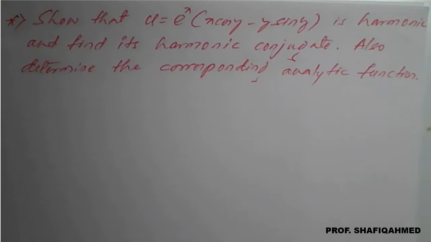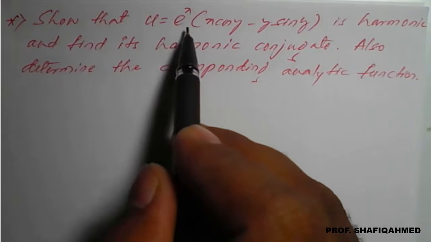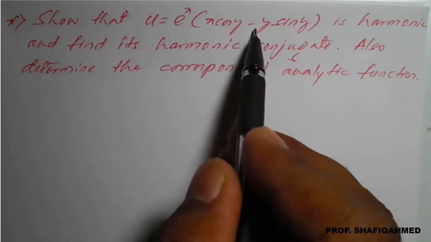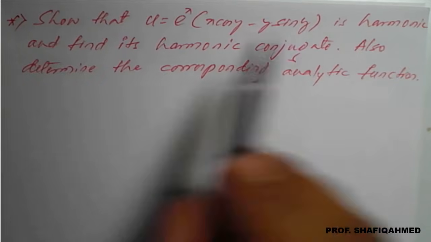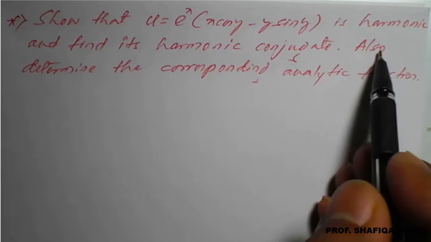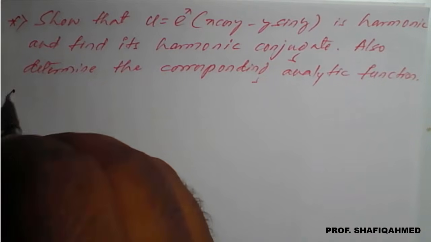Hello everyone. In this lecture we'll see a problem on harmonic as well as analytic function. The problem is: show that u is equal to e raised to x into (x cos y minus y sin y) is harmonic and find its harmonic conjugate. Also determine the corresponding analytic function. Solution.